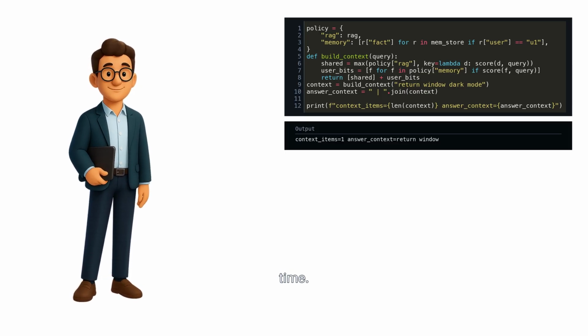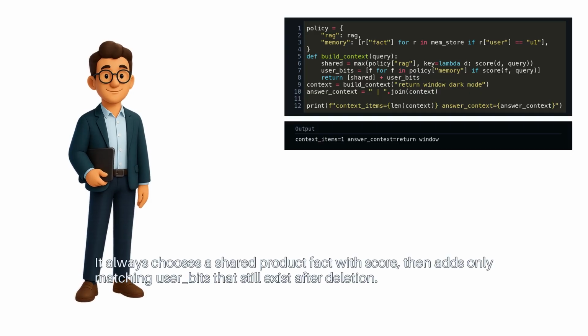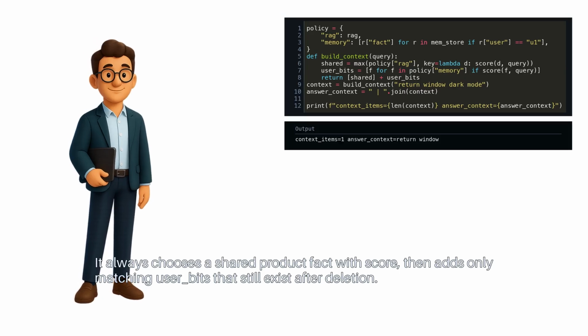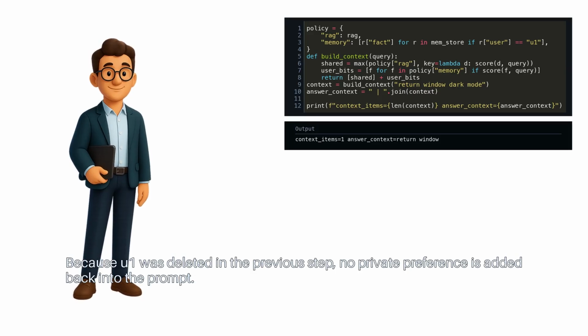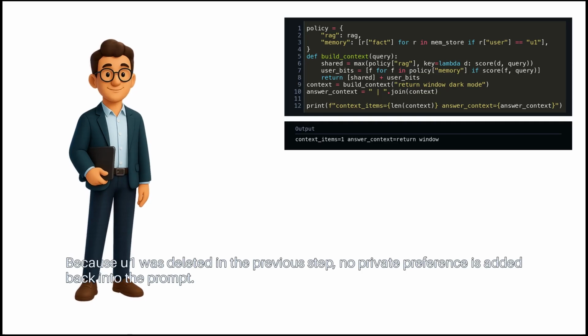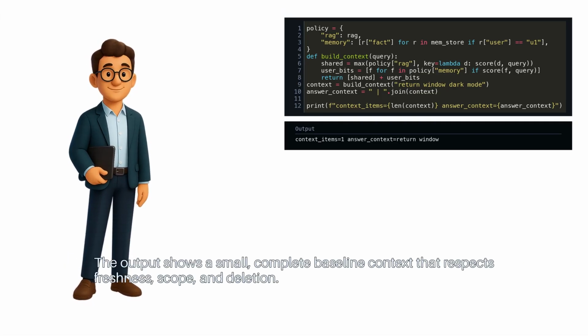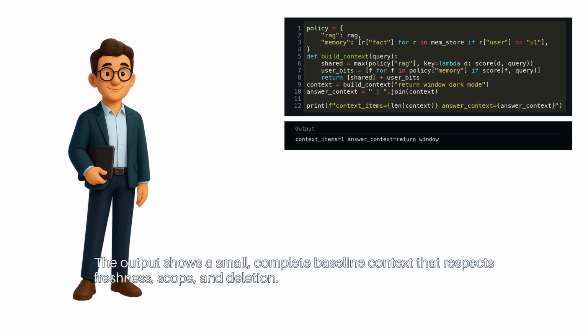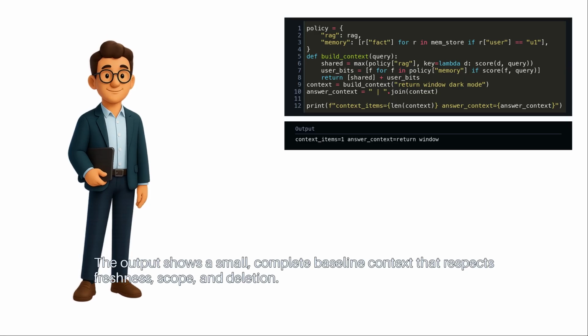at orchestration time. It always chooses a shared product fact with score, then adds only matching user bits that still exist after deletion. Because U1 was deleted in the previous step, no private preference is added back into the prompt. The output shows a small, complete baseline context that respects freshness, scope, and deletion.